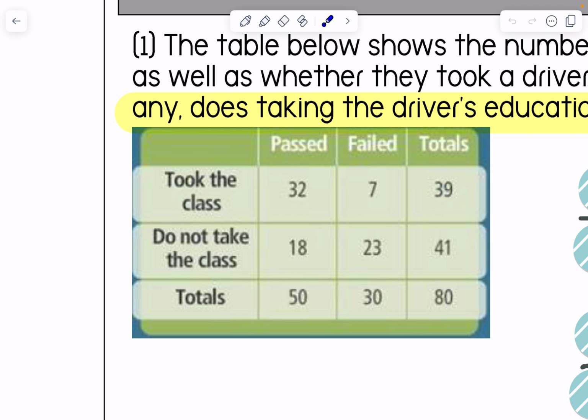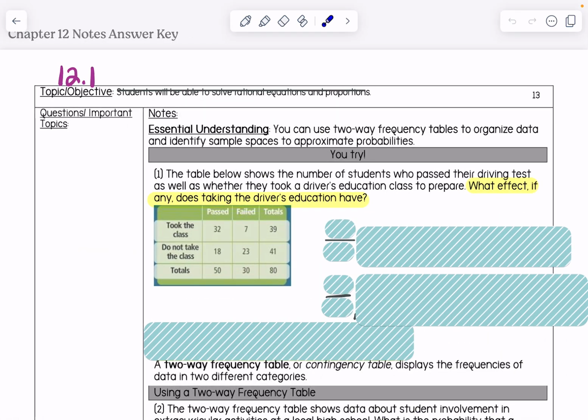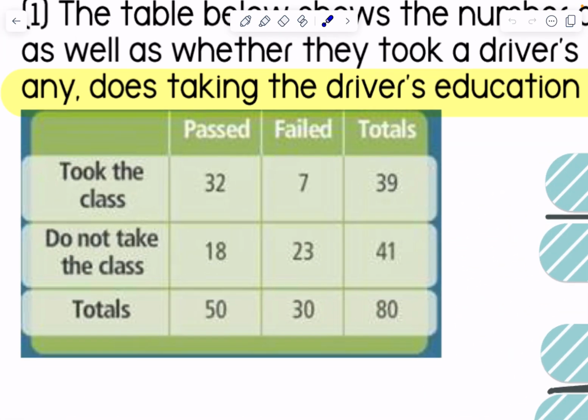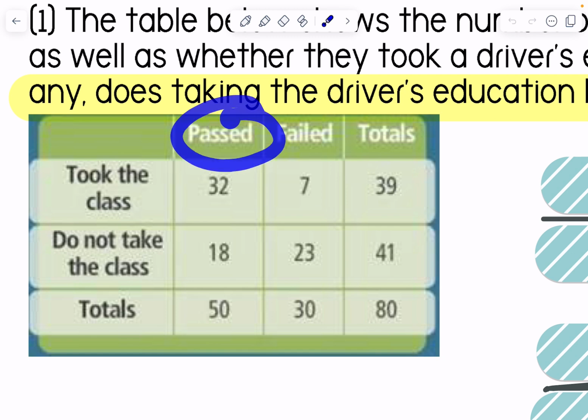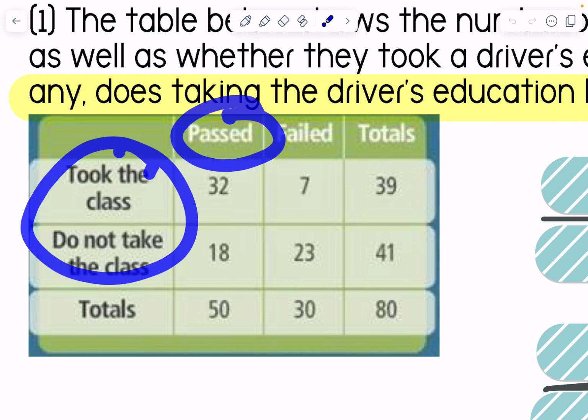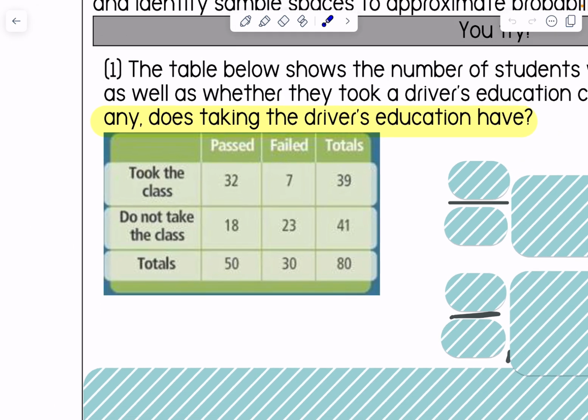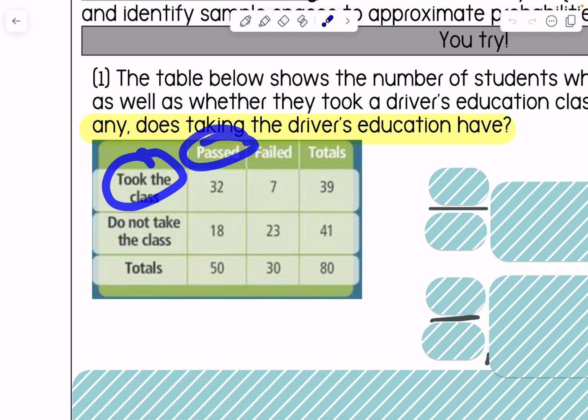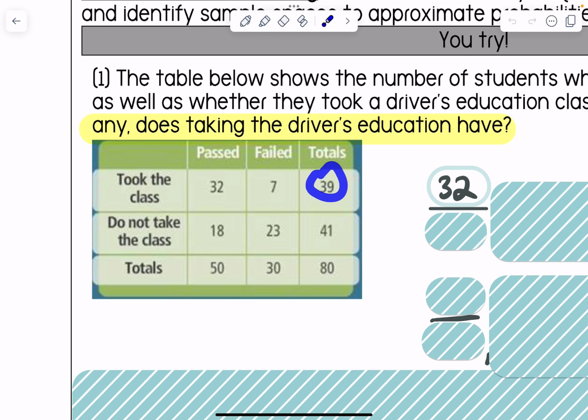So anyways, let's look at the two different variables. Passed the test, failed the test, and then took the class, did not take the class. So the question was, what effect, if any, does taking the driver's education have? Let's look at the people who actually passed the test and whether they took the class or did not take the class. So let's look at people who passed and took the class. That'd be 32 out of the 39 total kids that took the class.